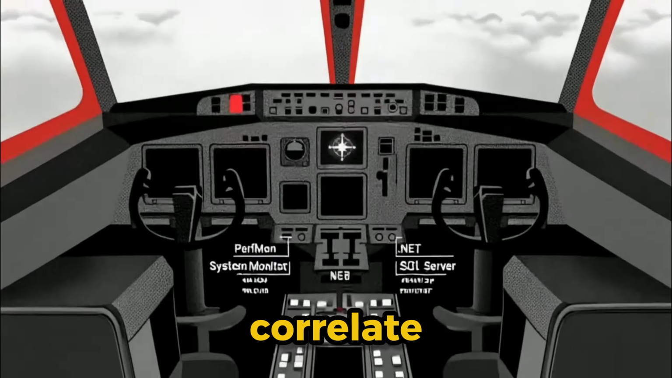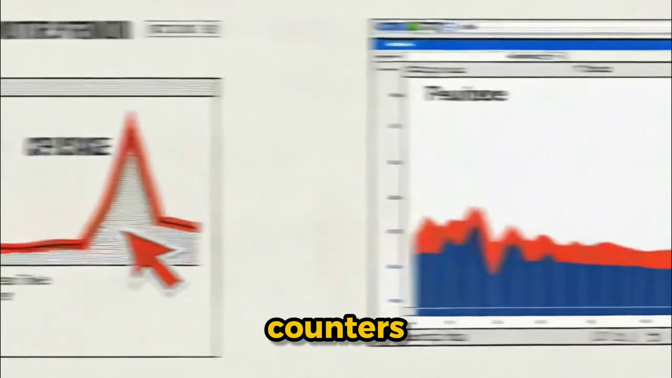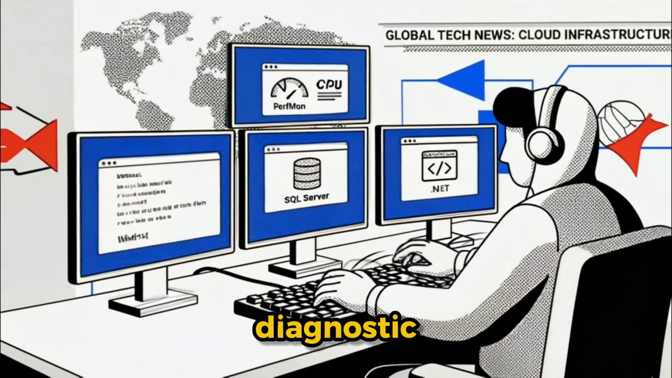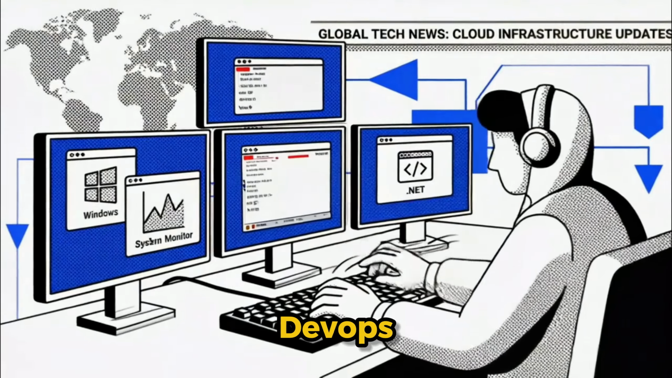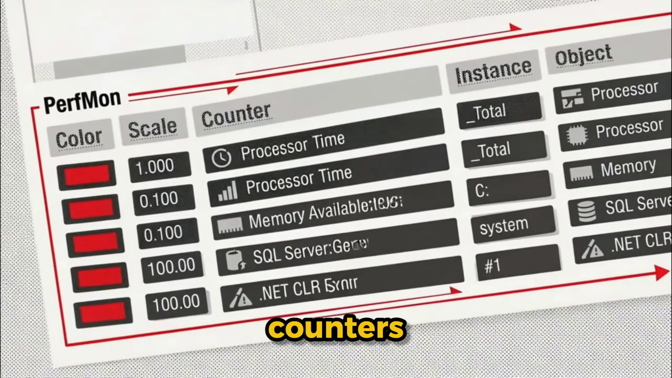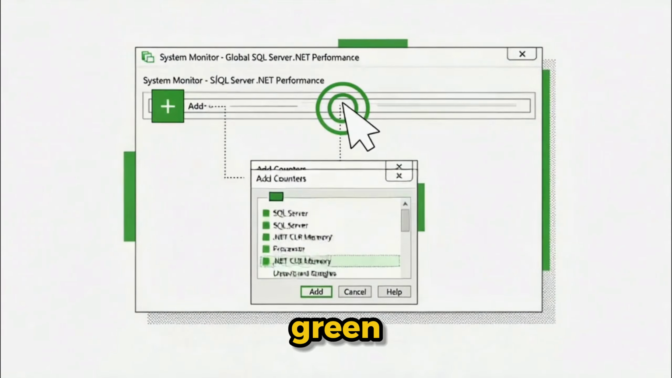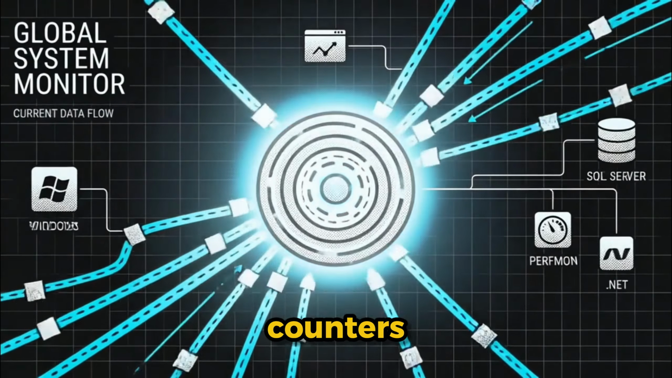PerfMon allows us to correlate load tests with system metrics, monitor application-specific counters, and detect memory leaks or CPU spikes. It's an essential diagnostic tool for performance engineering, SRE, and DevOps. The core of PerfMon relies on counters, the specific metrics it tracks. You can add these by clicking the green plus sign in the PerfMon window. For performance testing, certain counters are critical.